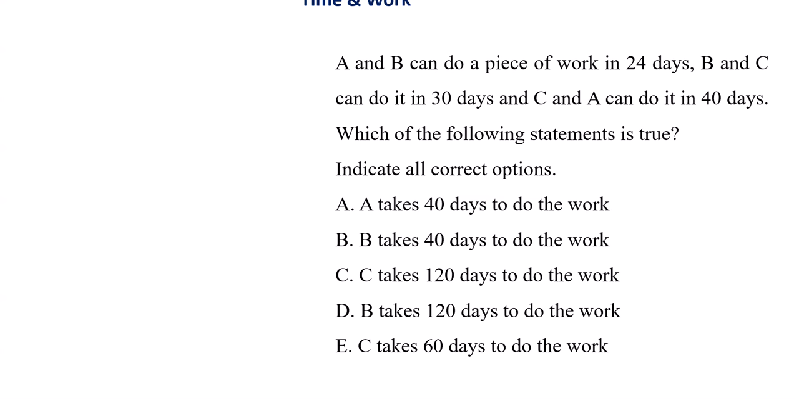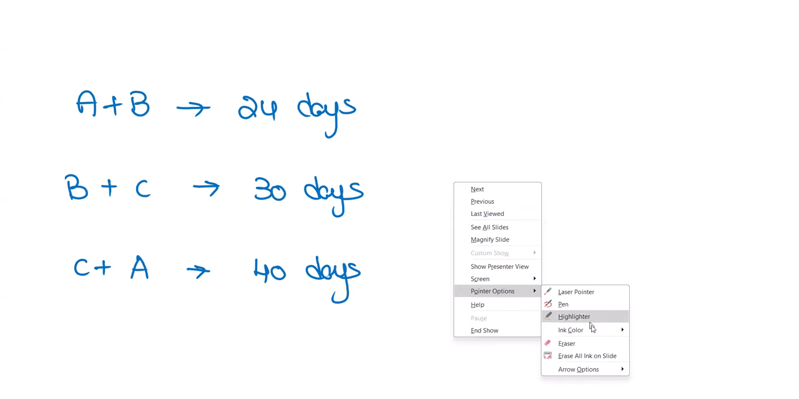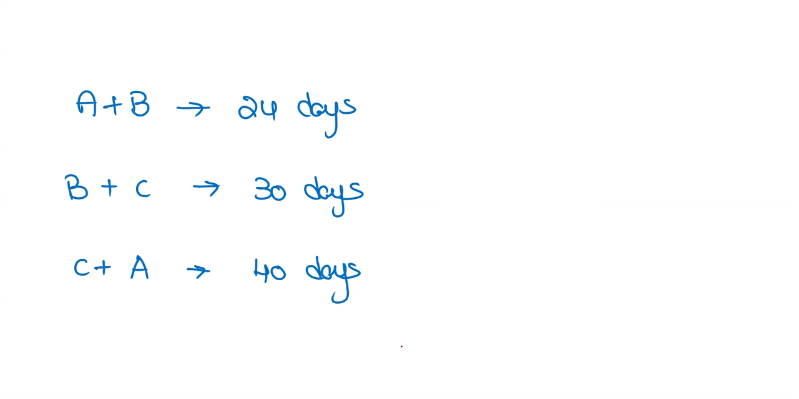Okay. And this question, A and B can complete certain work is given. What is that work? Not mentioned. A and B can complete some work in 24 days. B and C in 30 days. C and A can do it in 40 days. Right. So the work is not mentioned. We have an advantage like we can decide what is the work. I am taking my advantage like I can assume some work.